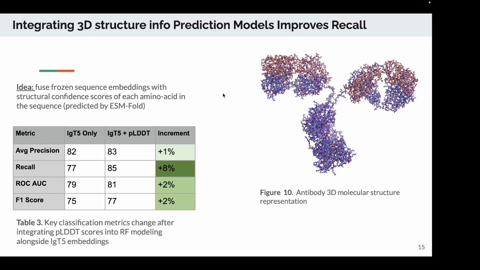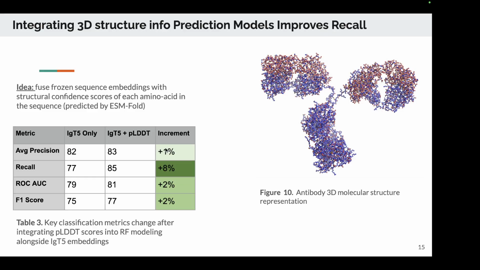I also integrated structural information into the model. So I just fused the frozen sequence embeddings with structural confidence scores predicted by another tool, ESMFold. So basically, I used an external tool to predict confidence of each amino acid position in the antibody 3D structure, and as you can see here, it improved recall by 8%. So we were able to compensate for the recall lost we had when we chose to not use LoRA.